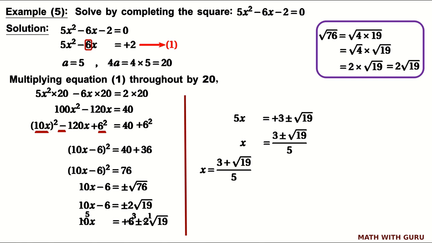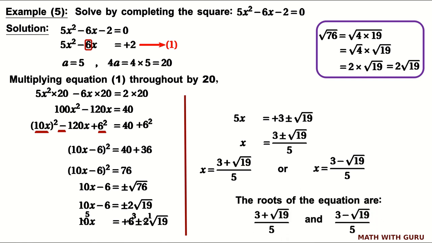X equals 3 plus root 19 by 5, or x equals 3 minus root 19 by 5. This cannot be reduced further. Therefore, the roots of the equation are 3 plus root 19 by 5 or 3 minus root 19 whole divided by 5.